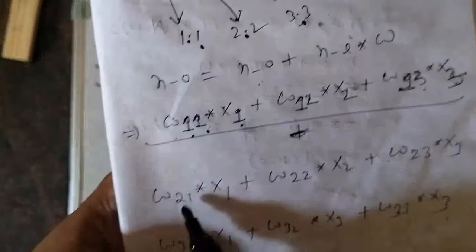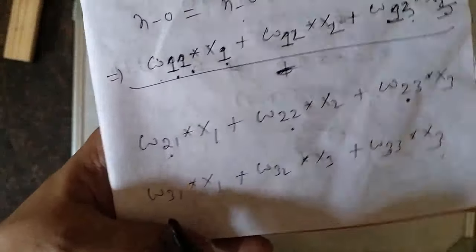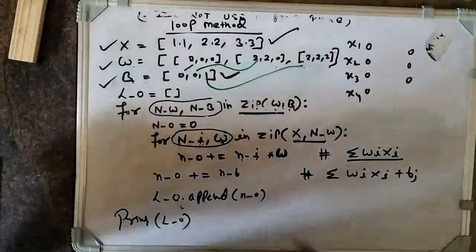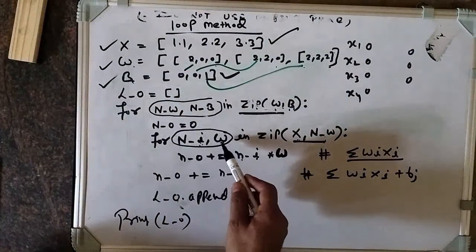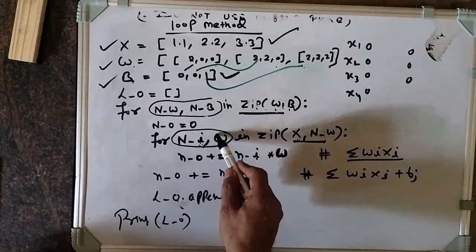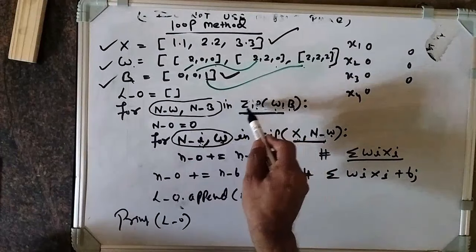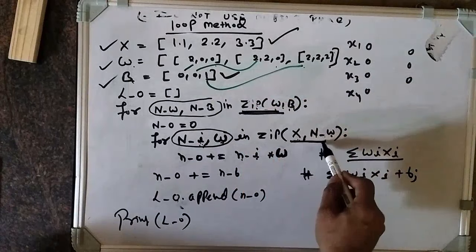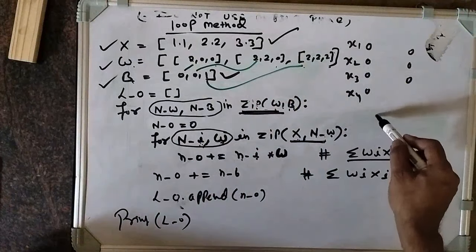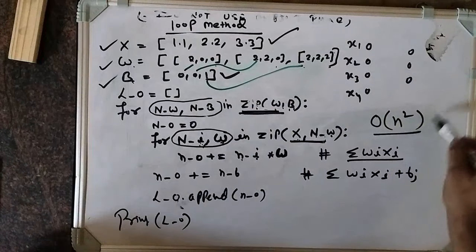Similarly for weight 2, weight 2, weight 2, weight 3, weight 3, weight 3. Same we have written. So you should remember why we are writing this W. And this is NW, means at first we are zipping these two, and then after then we are zipping these two. So overall time complexity is order of n square.